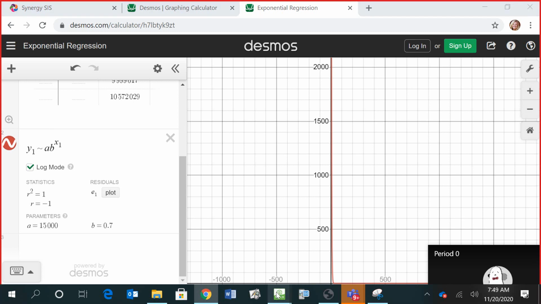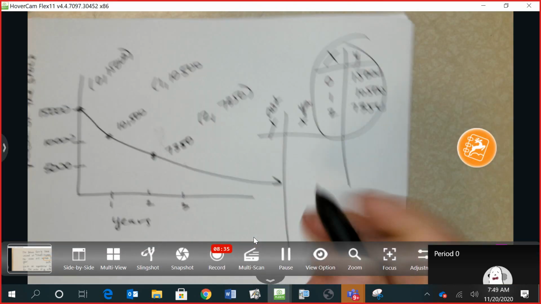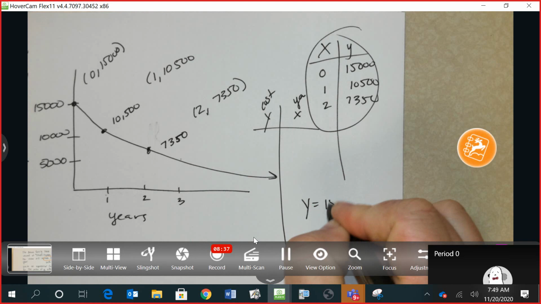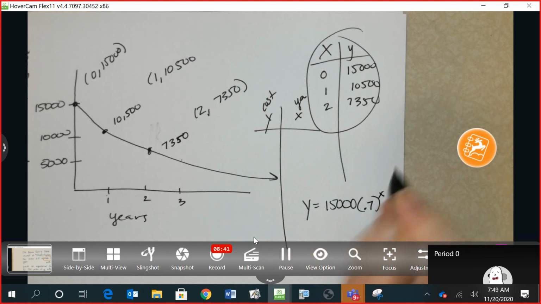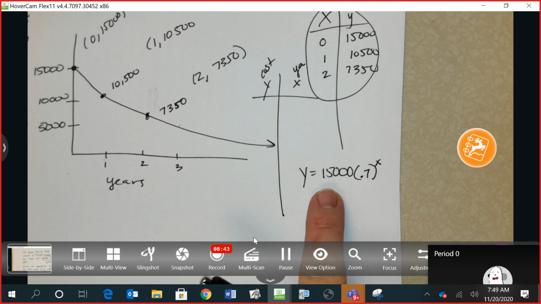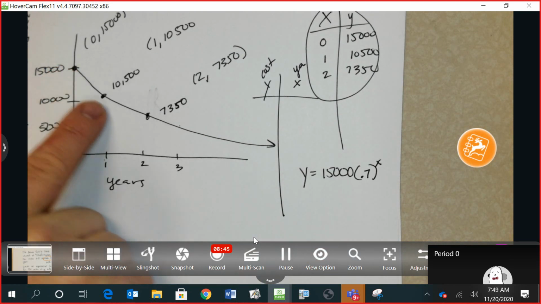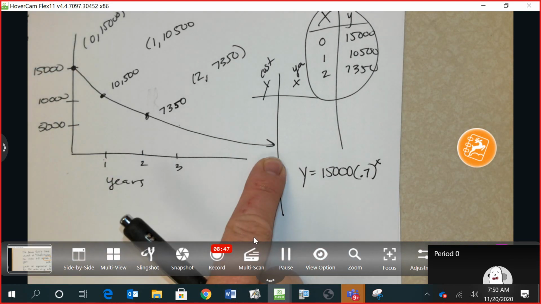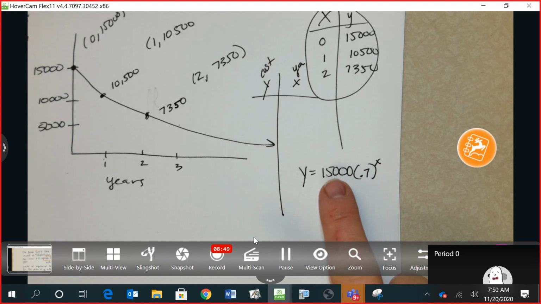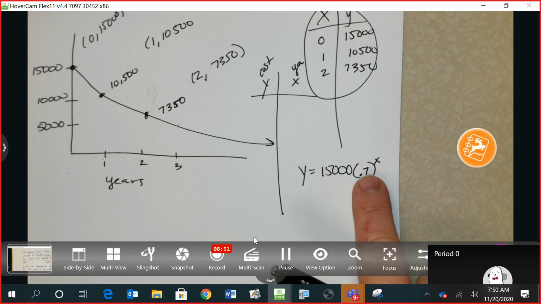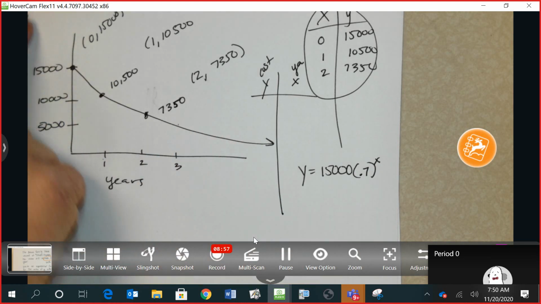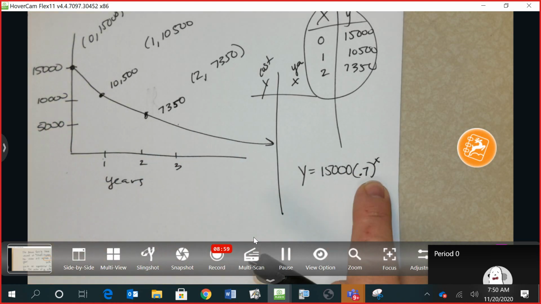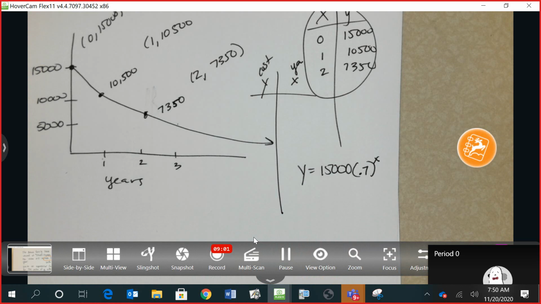So over here I can come back and I can write down y equals 15,000 times 0.7 raised to the x. This describes, it models this curve. And that makes sense because look at the number up front is positive, and because 0.7 is between 0 and 1, we know it's decay. Decay from left to right is going to decrease. From left to right, it decreases. All right, now here's a tough one.